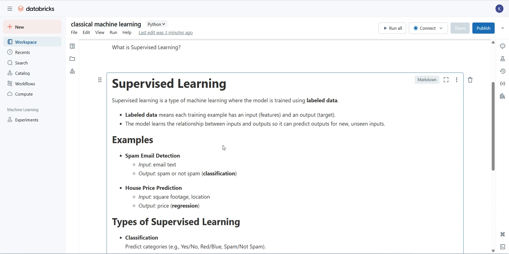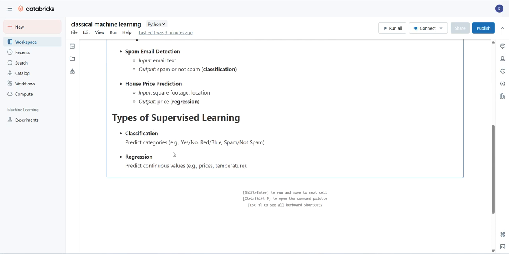What types of supervised learning do we have? We have two types: classification and regression. What is the meaning of classification, and what is the meaning of regression? Classification predicts categories: yes or no, red and blue, spam and not spam. It is not a continuous value. Regression predicts a continuous value, such as price or temperature, so we can see decimal values also. That is classification and regression.